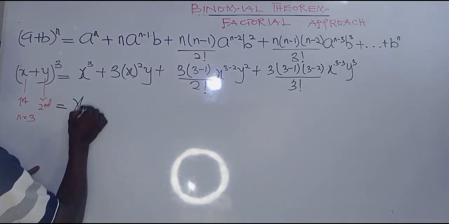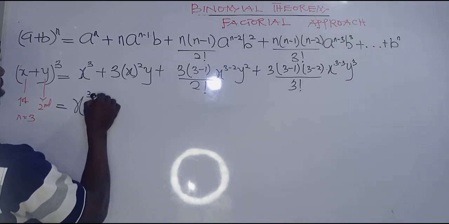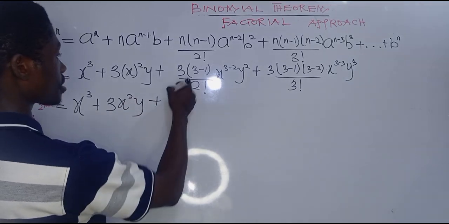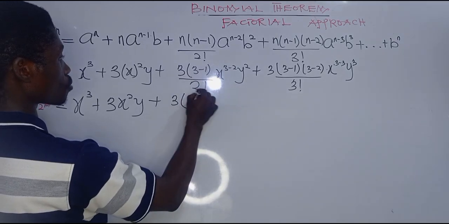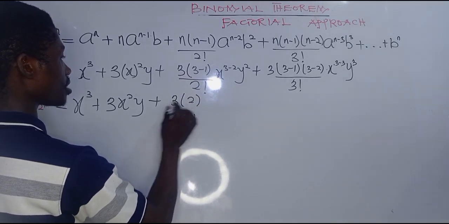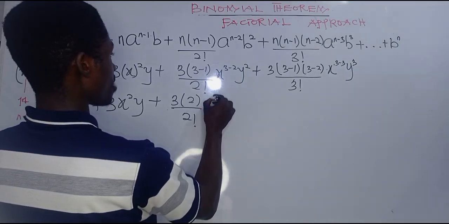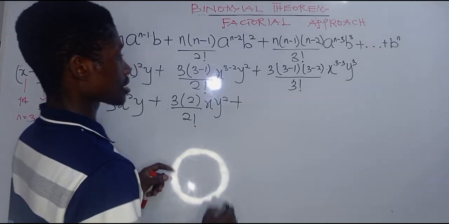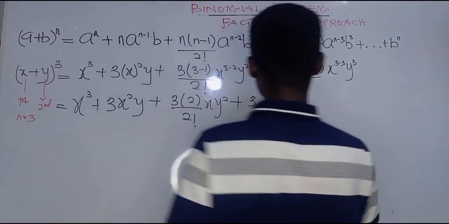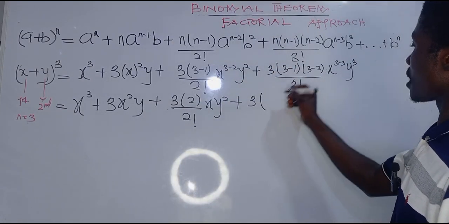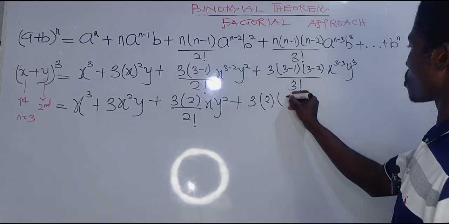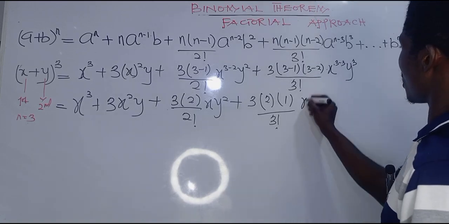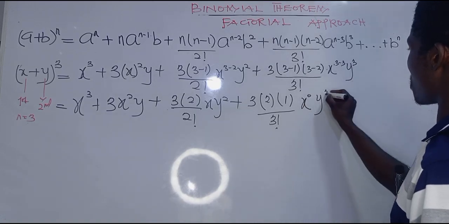We have x raised to the power 3. This will give us 3x squared y plus 3 brackets. This will give us 2 all over what? 2 factorial. Then we have x. This will give us 1, and then this will give us 2 plus we have 3. 3 minus 1 will give us 2. 3 minus 2 will give us 1 all over what? 3 factorial. And then we have x raised to the power 0, y raised to the power 3.